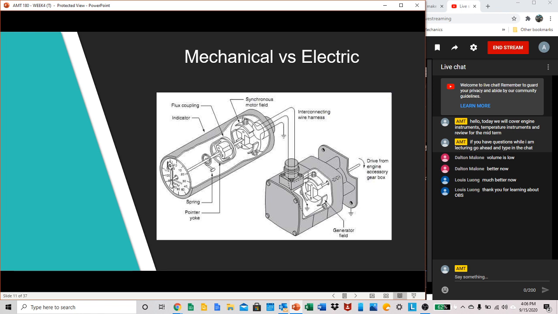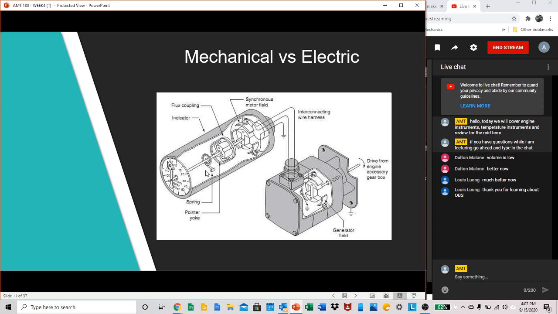This is a good description and image of a tachometer instrument. So you can see some of the components in here. We have the front face of this tachometer. So you can see how it's operated with some of these components. You have a synchronous motor field, flux coupling here, which you'll have to read about how that operates. And this is pointing to your indicator, the whole indicator itself.